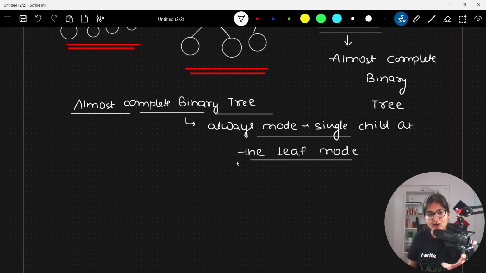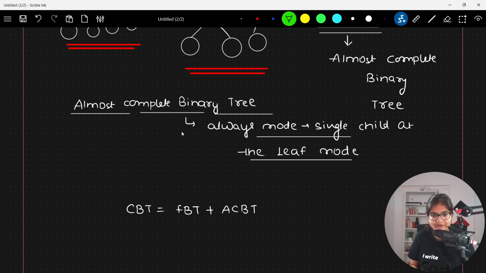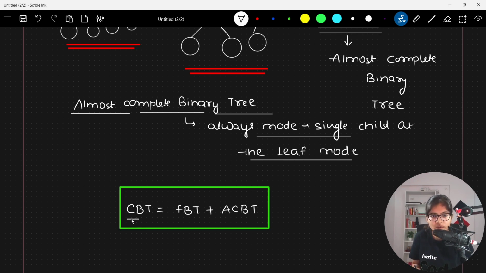But if you will observe here, CBT is a flexible version which allows a full binary tree as well as an almost complete binary tree. After understanding the explanation, CBT is a very flexible binary tree, which says that it is fine for me if it is a full binary tree, meaning it's a strict version, meaning that every node should have two child nodes.